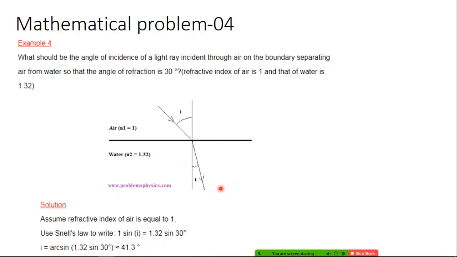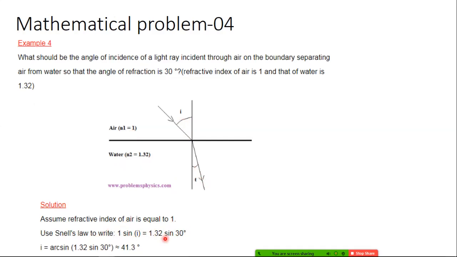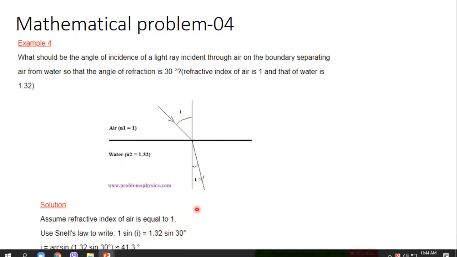And the next problem is: what should be the angle of incidence of a light ray incident through air on the boundary separating air from water, so that the angle of refraction is 30 degrees? The refractive index of air is 1 and that of water is 1.32, and I is the angle of incidence and T is the angle of refraction. From Snell's law we know that n1 sin theta 1 is equal to n2 sin theta 2, and using this we get the angle of incidence, which is 41.3 degrees.